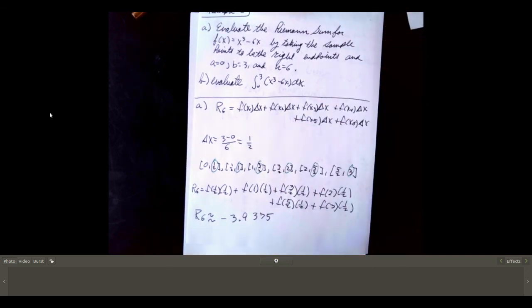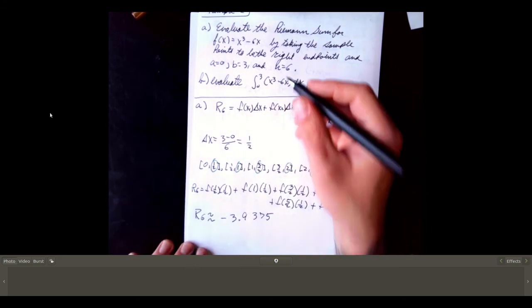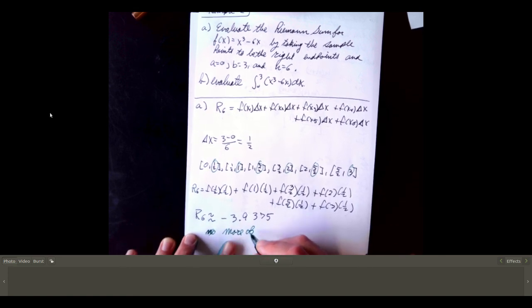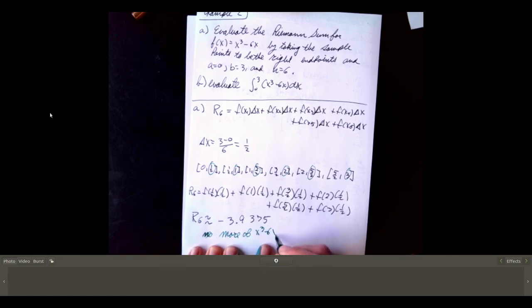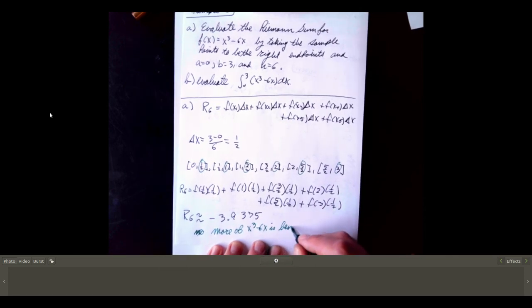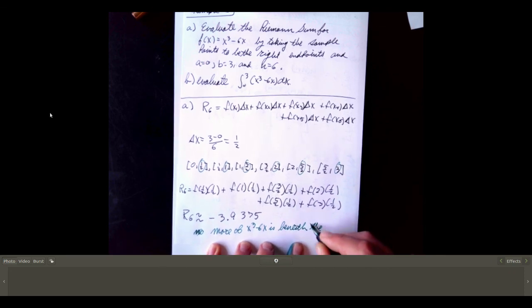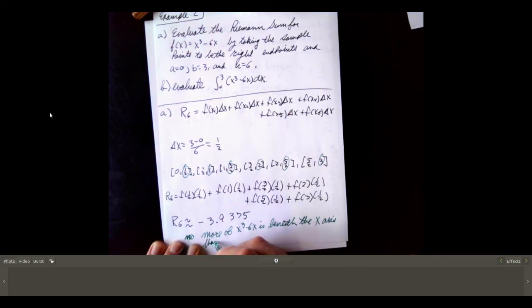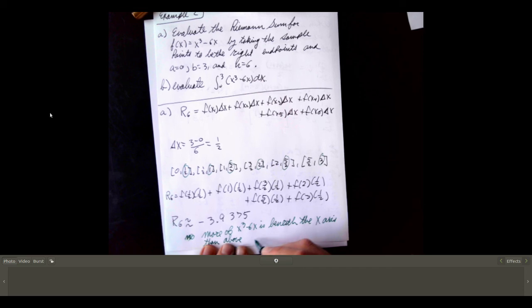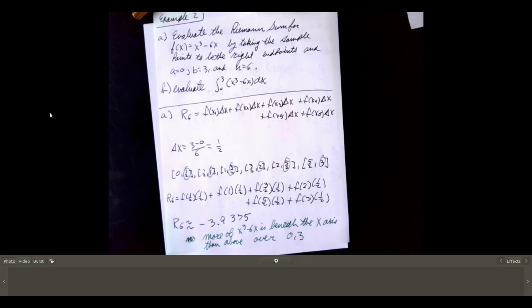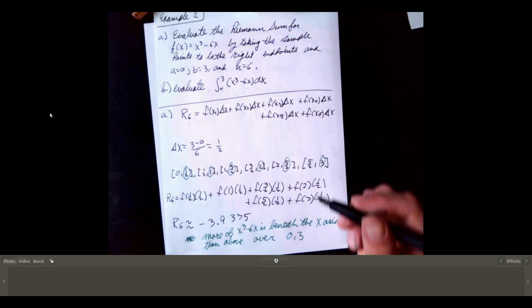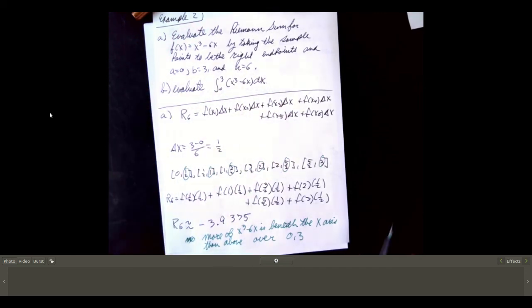What that means is that, by our approximation, more of this function, more of x cubed minus 6x, is beneath the x-axis than above over 0 to 3. So there's just more of this thing beneath the x-axis than there is above over this interval. Now let's actually evaluate this limit.